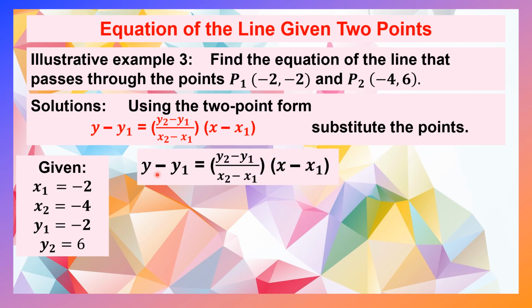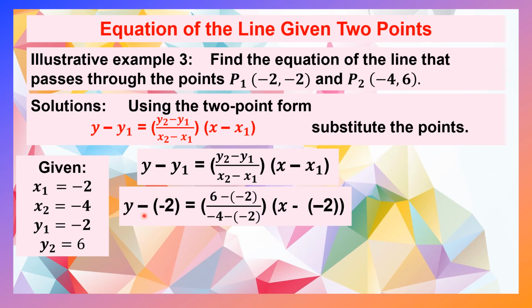So, just copy y minus. And our y sub 1 we replace with negative 2. Copy the equal sign. Y sub 2 is positive 6 minus our y sub 1 is negative 2, over x sub 2 is negative 4 minus our x sub 1 is negative 2, times the quantity x minus our x sub 1, which is negative 2.